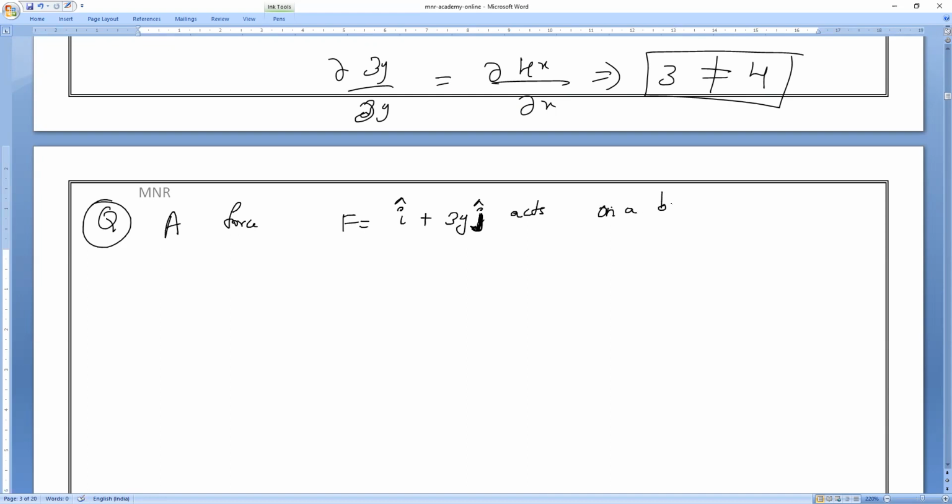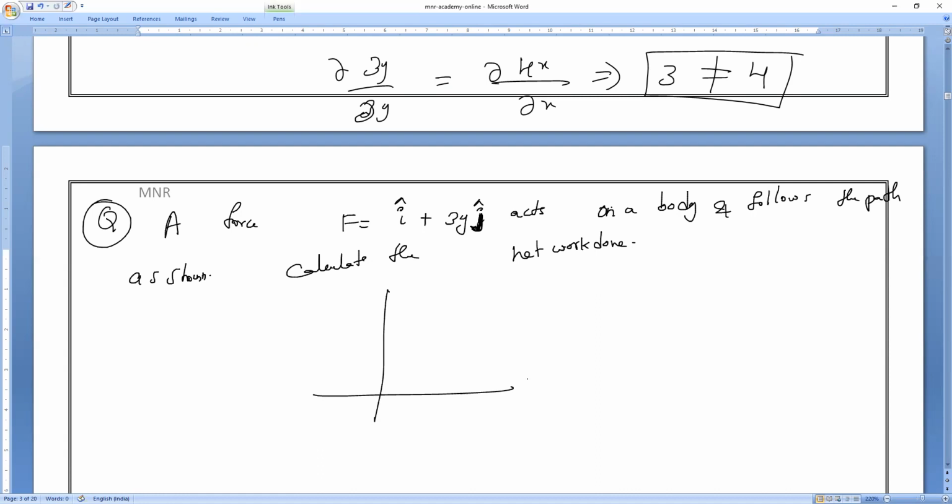The force acts on a body and follows the path as shown. Calculate the net work done. Okay, everybody? Calculate the net work done. I'll give the path also. You can take it and do it with different colors. So x-axis and y-axis.